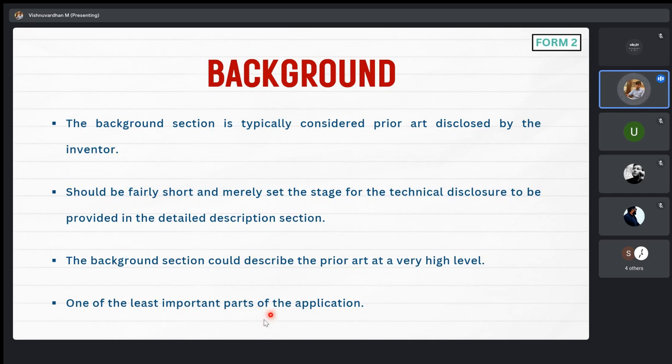It's one of the least important parts of the application, as in the examiner is not going to strike it out because of this. So just stick to it. Basically, they'll expect you to have the proper prior art listed. If it's not, they'll mention it and you'll have to include it later on, but it's again not too strict.